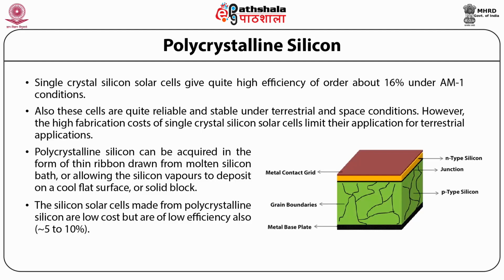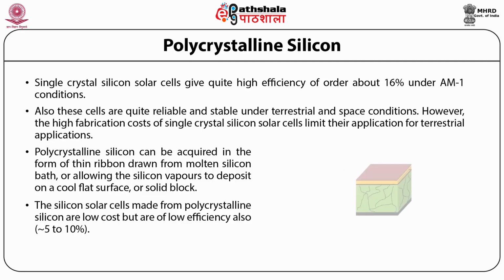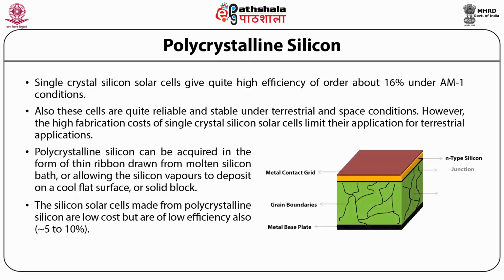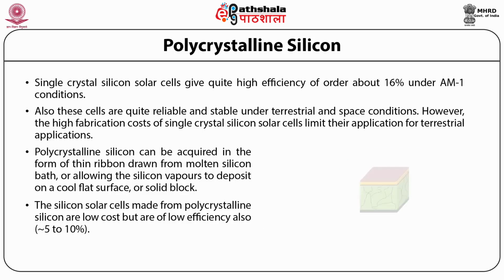Significant losses of photo-generated electron-hole pairs are generated at the grain boundaries, and they are known as short circuiting. Therefore, the grains or the crystallites should be large in order to get better performance. So the figure shows the cross section of the polycrystalline silicon solar cells.